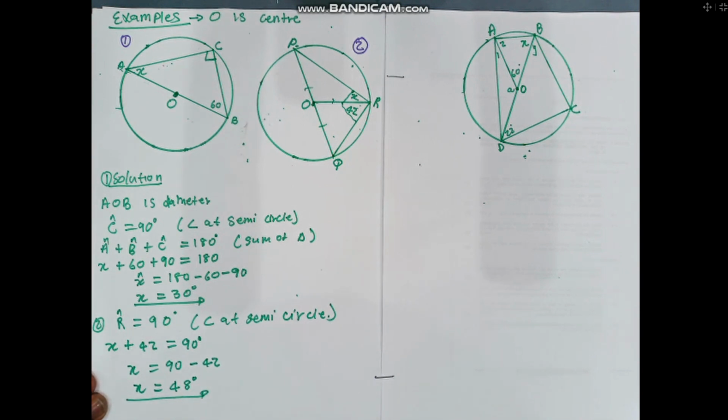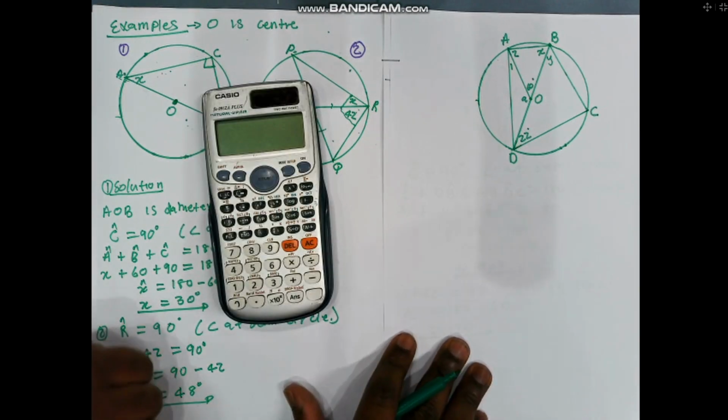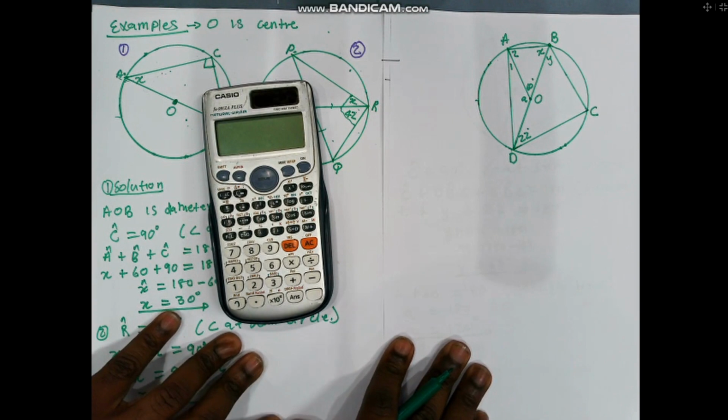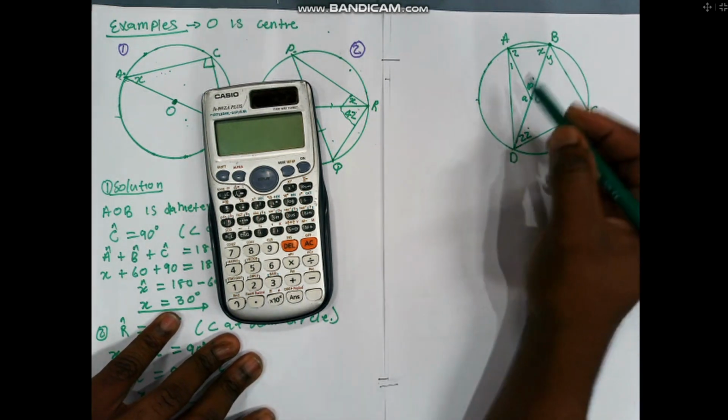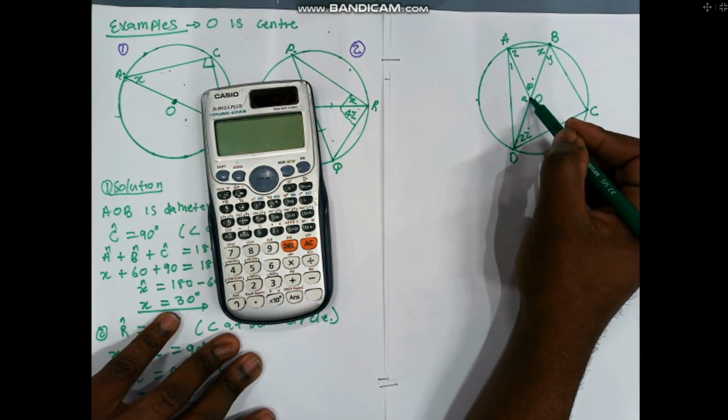I hope you understand it. I hope you do, guys. It's very, very important. We're just going to move to this example now. The problem that we're going to do now, the statement is still the same. O is a center. O is a center.